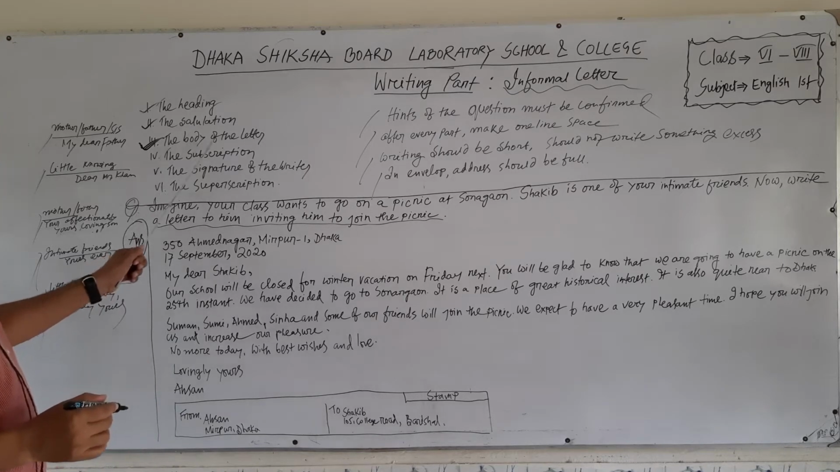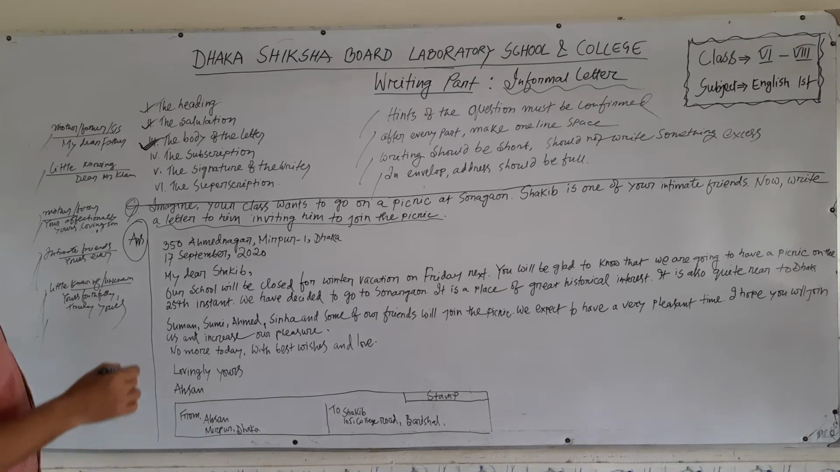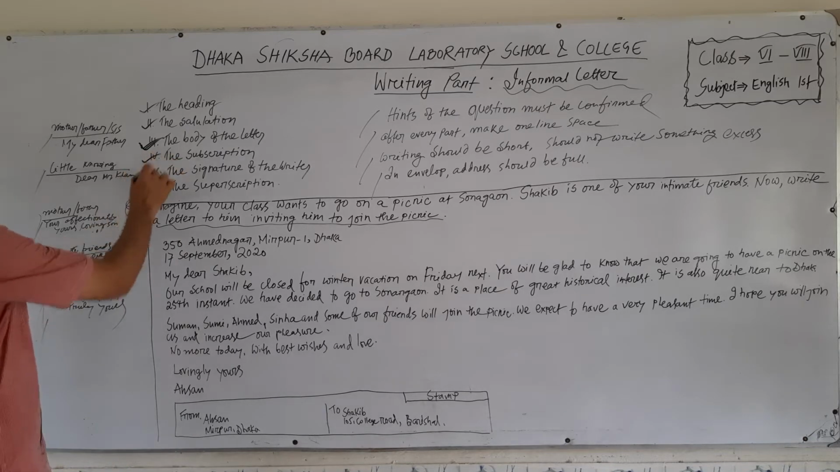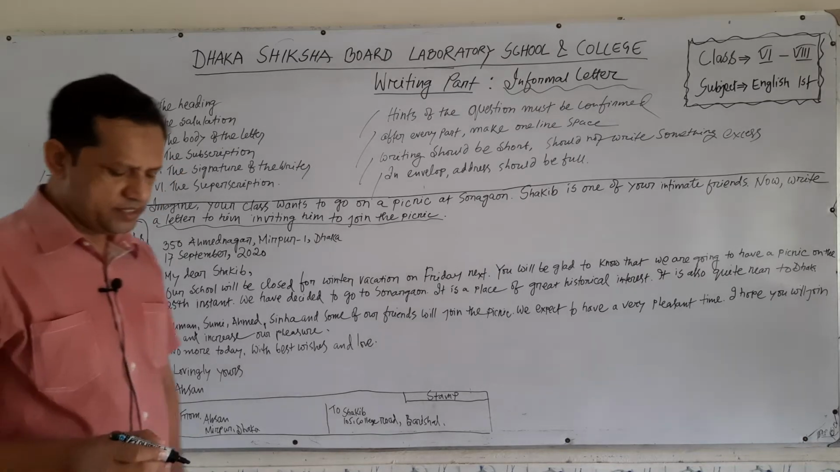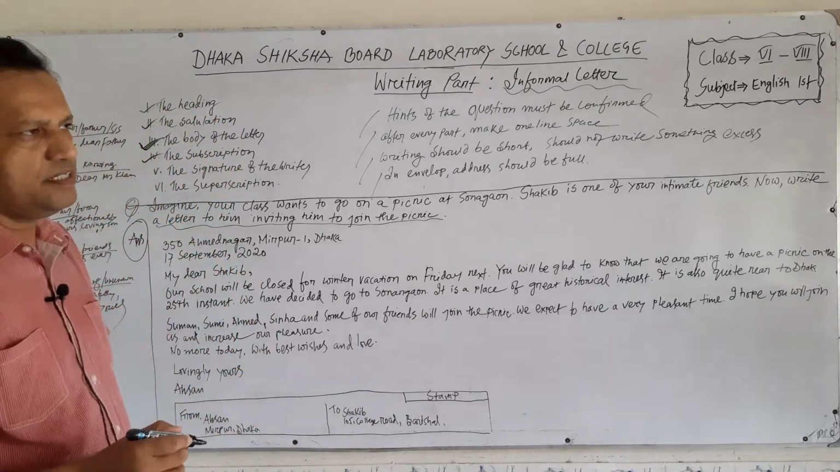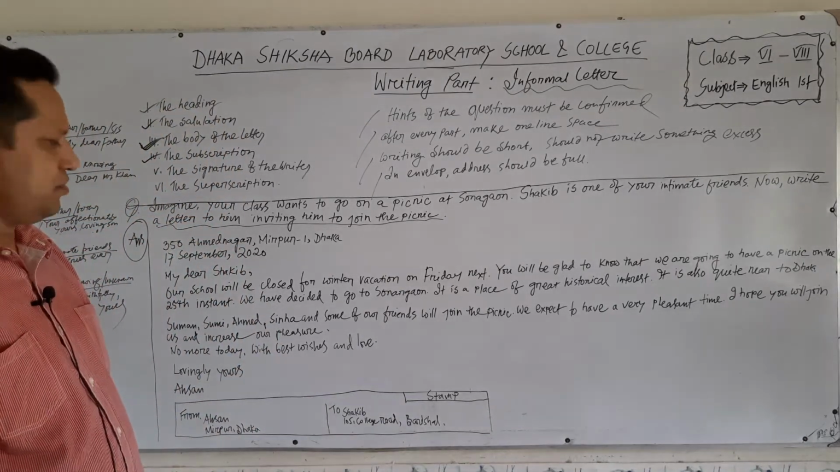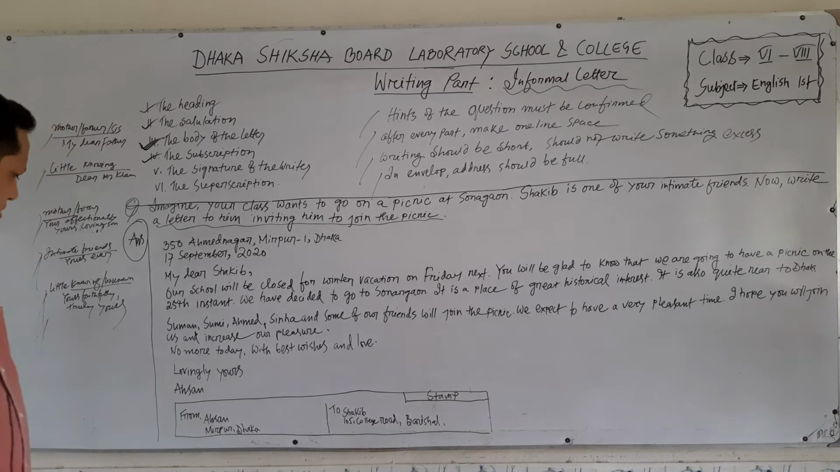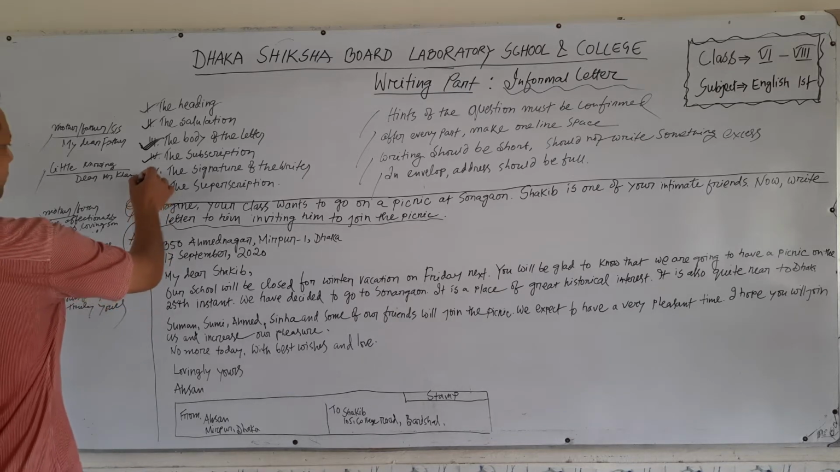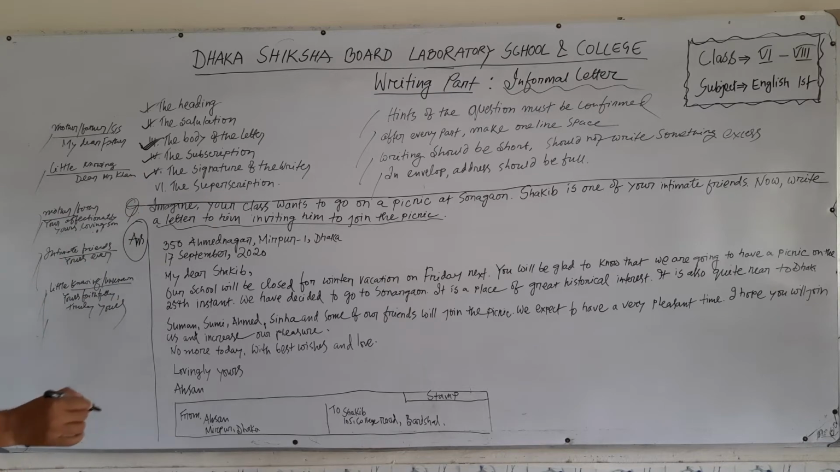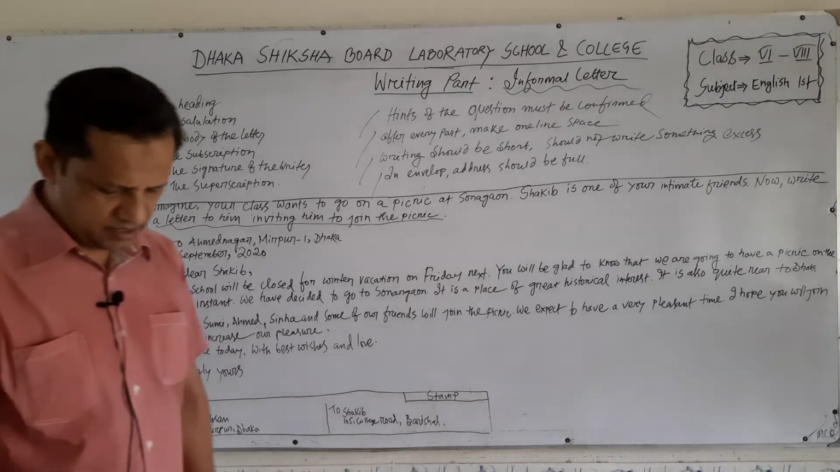So the body of the letter, then the superscription. Here you have to write after the body of the letter, you have to write the superscription. Then the signature of the writer or the name of the writer.